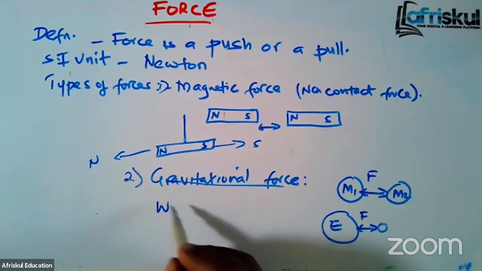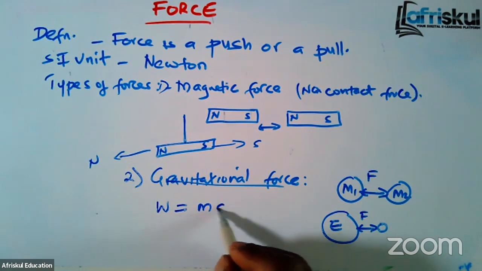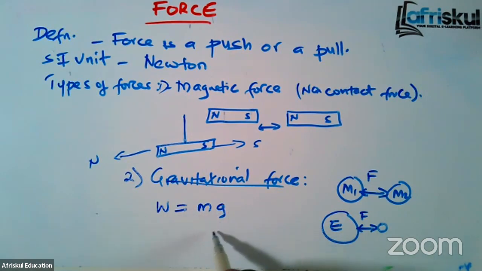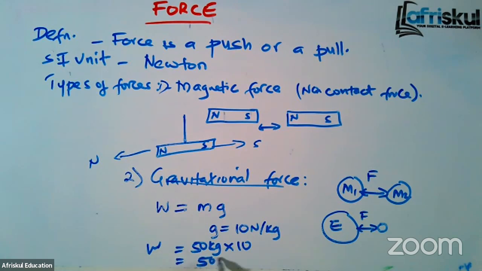And we are able to find the weight by multiplying the mass of a body times the gravitational constant. g is found to be 10 newtons per kilogram. So when your mass is, say, 50 kilograms, you multiply by 10, and then you're able to get your weight in newtons. So that gives us 500 newtons. So that is the gravitational force that gives objects what we call weight.